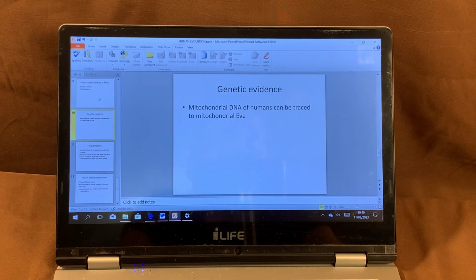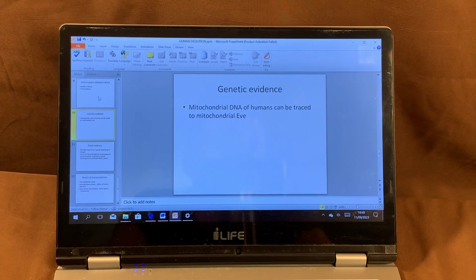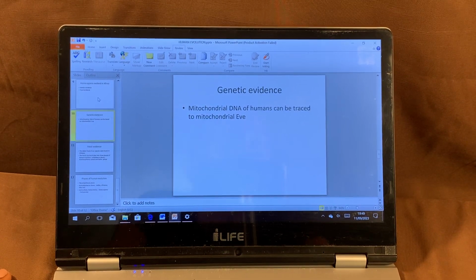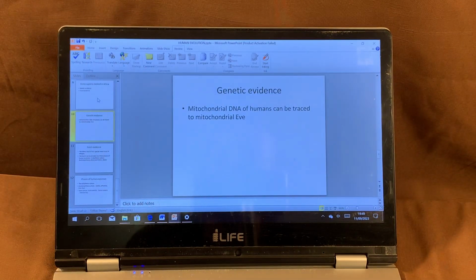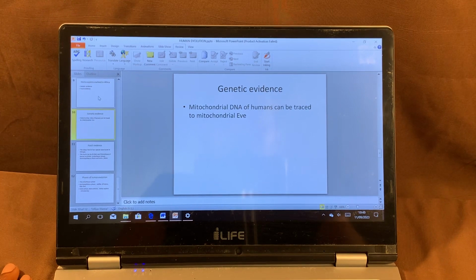So they realized human beings in Africa have more DNA diversity than people in other countries. And they showed that mitochondrial DNA has no crossing over, so it just stays the same unless a mutation occurs. They were able to trace it back to the first mitochondrial Eve, and they found that Eve was from Africa.